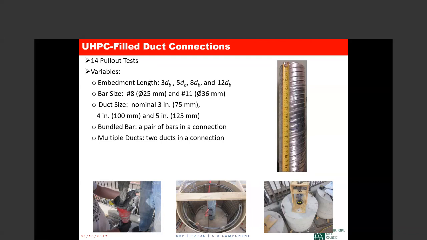So the question is, if you have bundled bars and you're inserting them in a duct, how is that going to work? Also, we put two ducts adjacent to each other in a connection to see how that works. So in the pictures at the bottom, you see the placement of the UHPC. These are again the grouted duct specimens. You see a single duct in the middle picture here. This is before we placed the UHPC, and a completed specimen is shown on the right side.